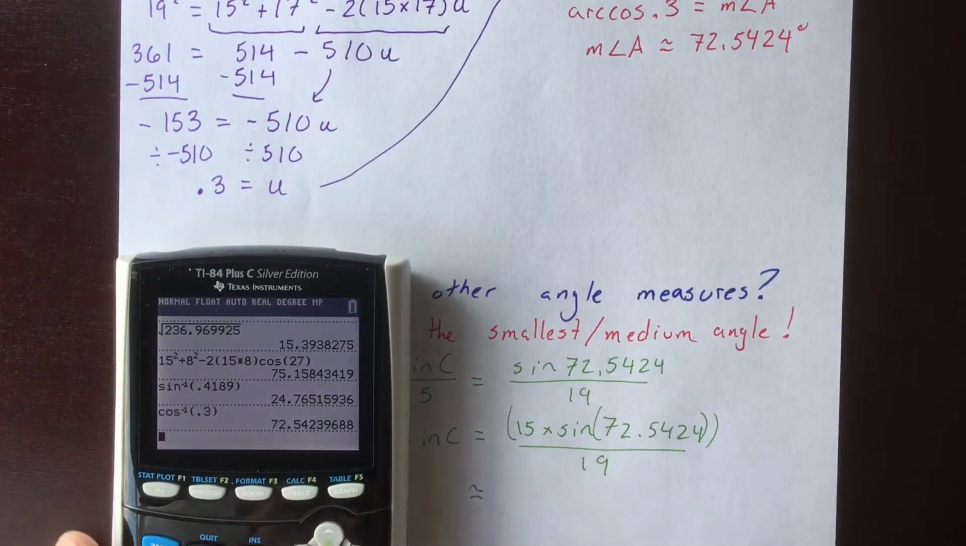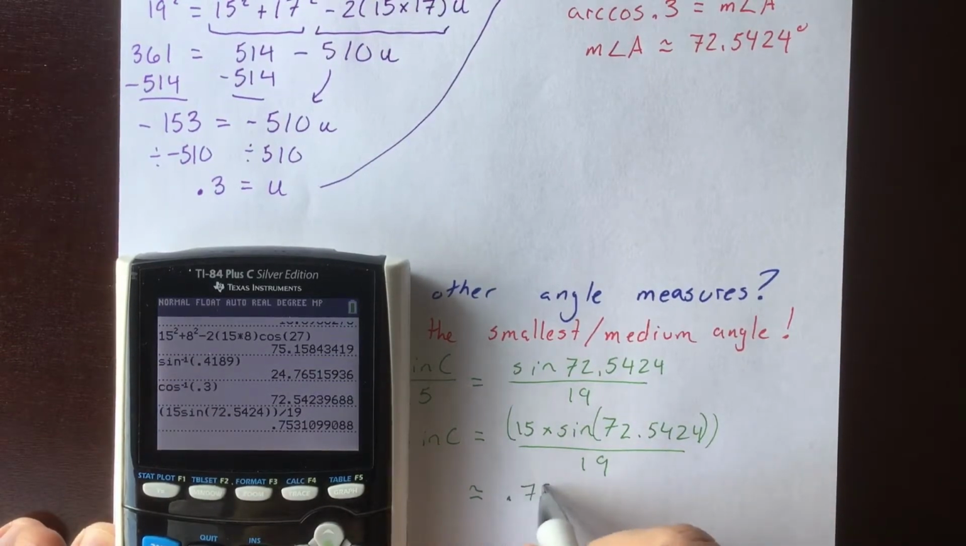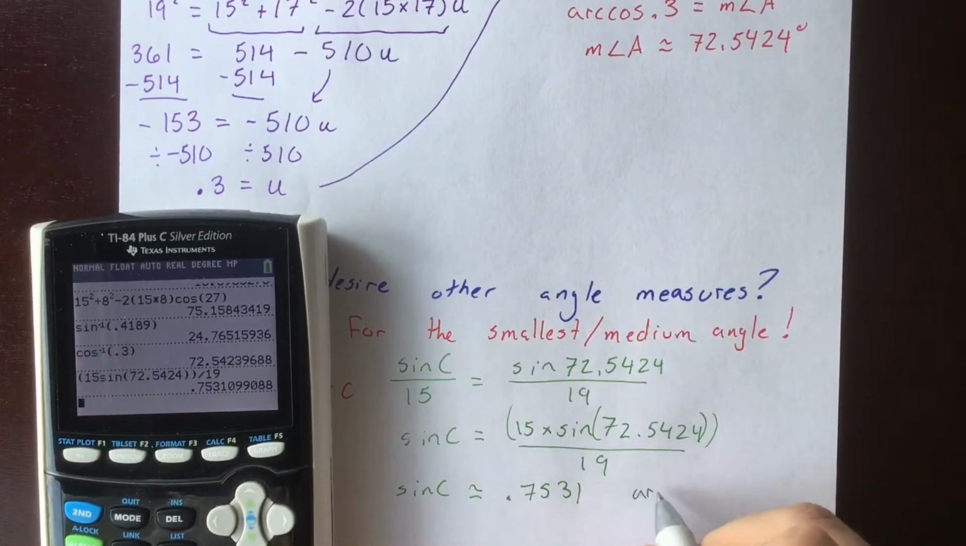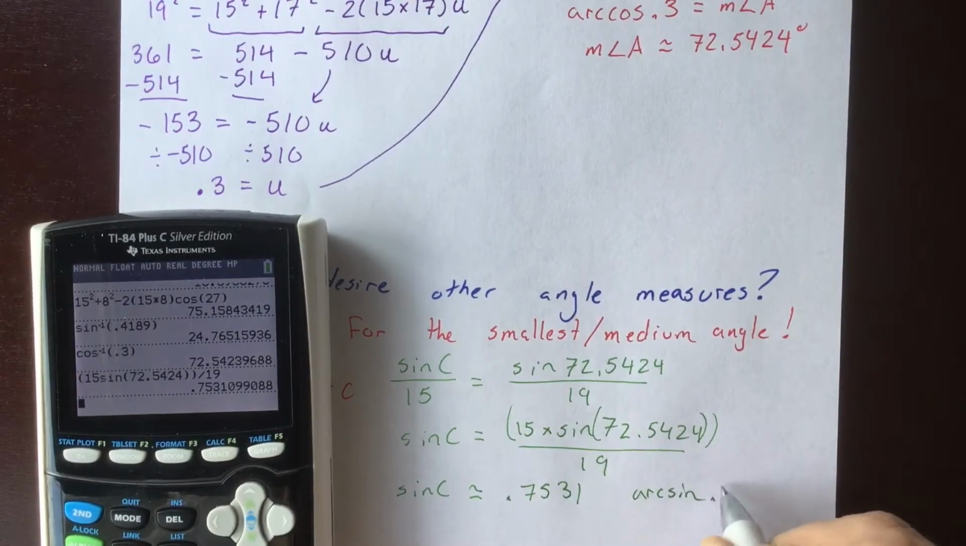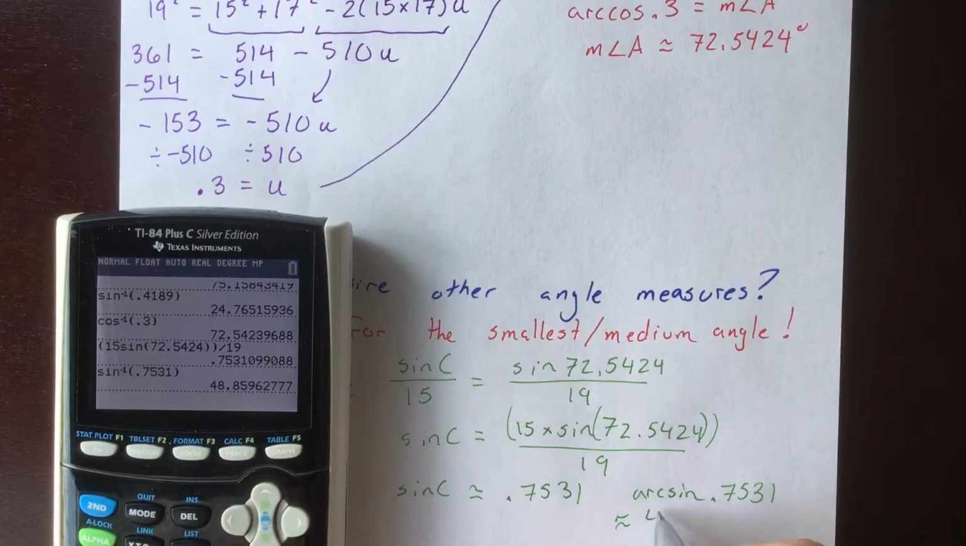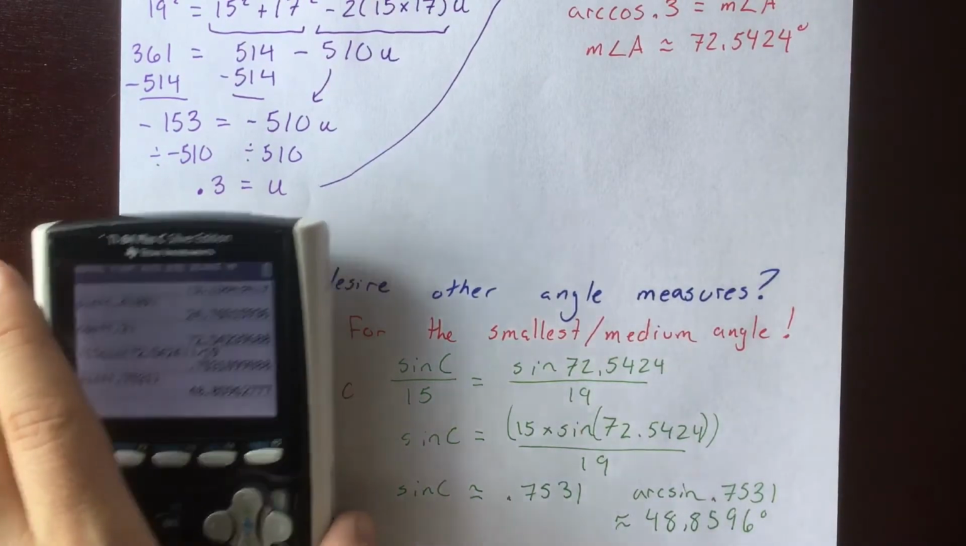When we evaluate that, remember, parentheses, parentheses, all about parentheses. When typing this in, we have 15 times the sine of 72.5424 divided by 19. We get approximately 0.7531. This is the sine of C. So we take the inverse sine of that now, which gives us approximately 48.8596 degrees. That is the smallest angle.